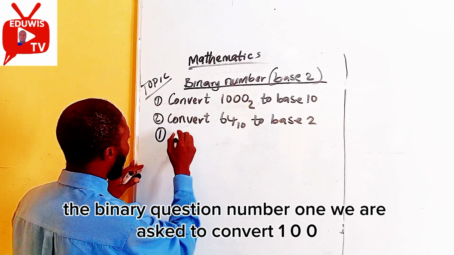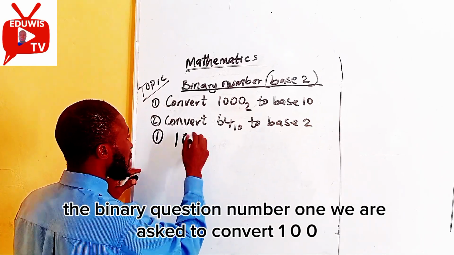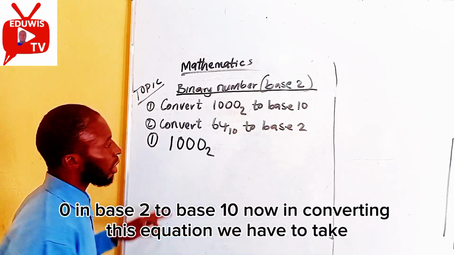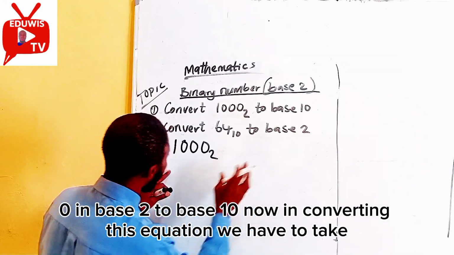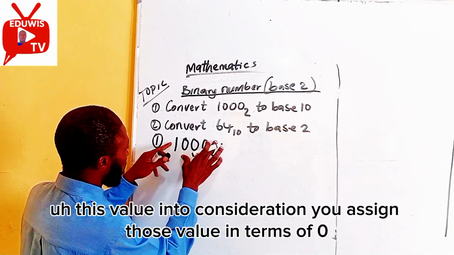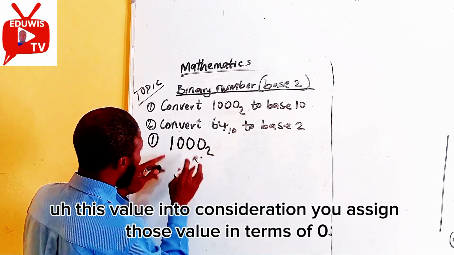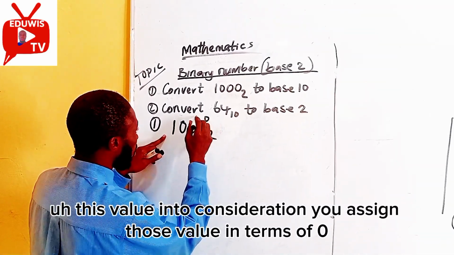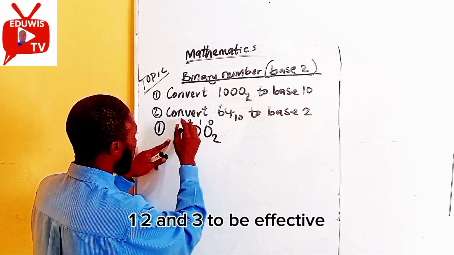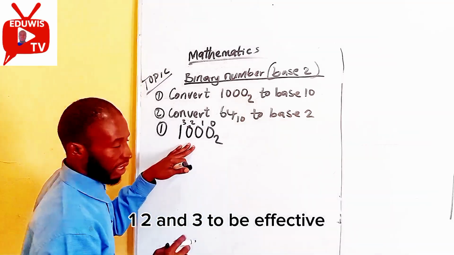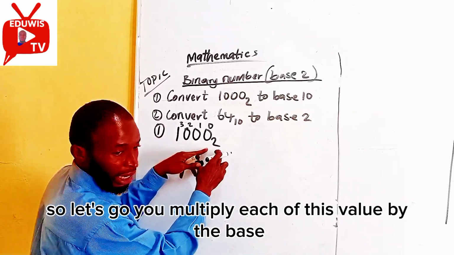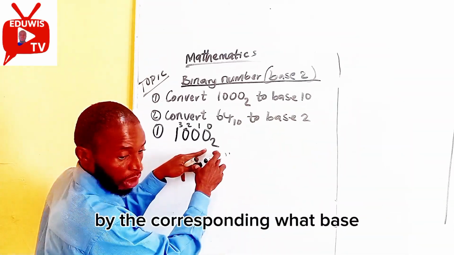We are asked to convert 1000 in base 2 to base 10. Now in converting this, we have to take this value into consideration. You assign position values in terms of 0, 1, 2, and 3 to be effective. So let's go. You multiply each of these values by the corresponding base.